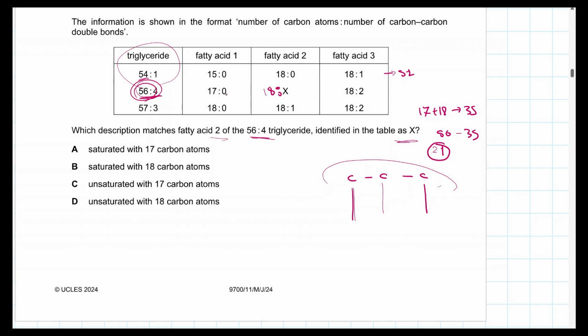and therefore we know that we also have 2 double bonds because we're subtracting the double bonds. Therefore, we know if a fatty acid has a carbon-to-carbon double bond, this means that it's unsaturated. Therefore, it's going to be 18 carbon atoms and unsaturated. Therefore, the answer is going to be D.